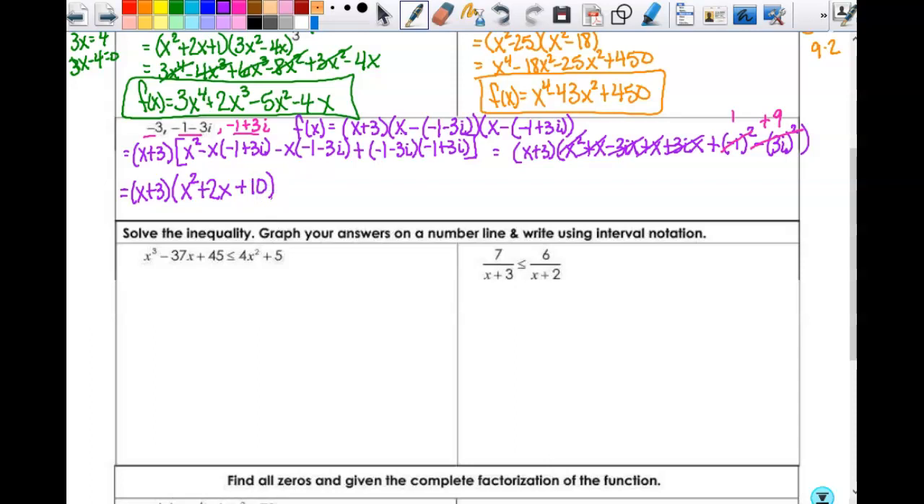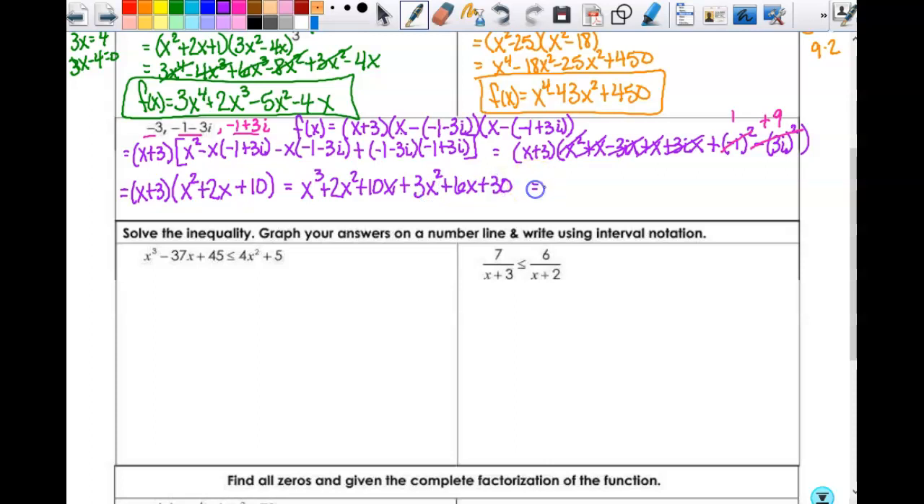So now I multiply these two together. So I'm going to distribute this x into all of these. This gives me x cubed plus 2x squared plus 10x. Distribute the 3, plus 3x squared plus 6x plus 30.